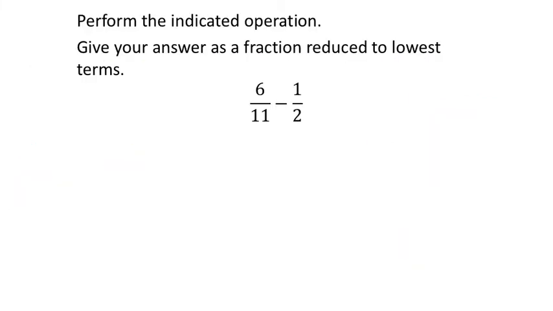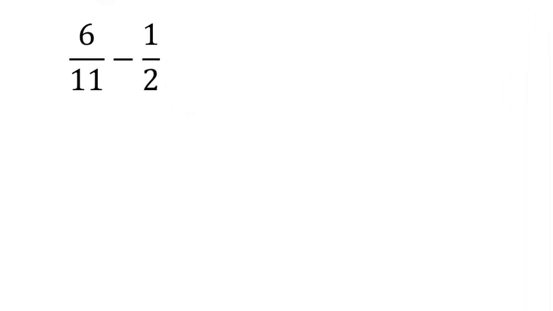All right, 6/11 minus 1/2, and of course we'll simplify this if it's necessary. Now we used methods 3 and 2 twice. So we did the denominator thing twice, and then we did the prime factorization twice.